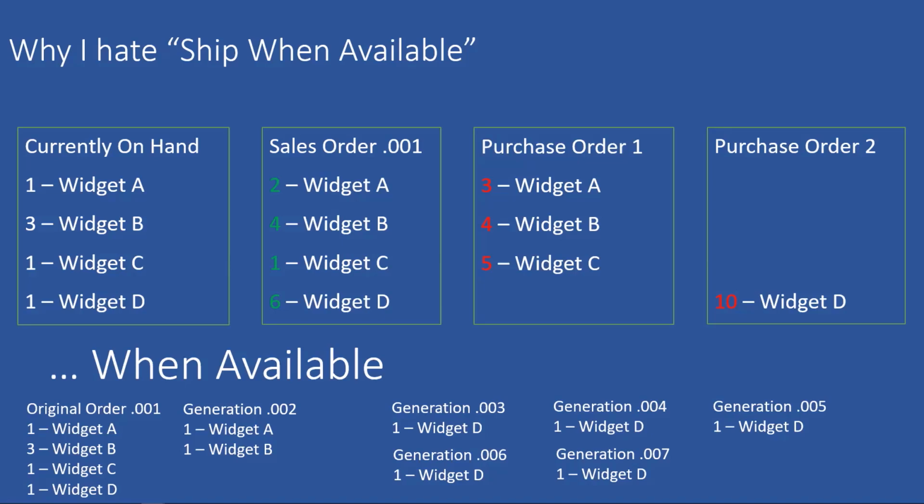But if you do not combine them, the customer could be getting seven different generations, which is seven different bills for the one order that he placed. Most customers don't like that. However, most customers don't like waiting. So I'm not saying to never use ship when available. I'm saying to use it wisely.